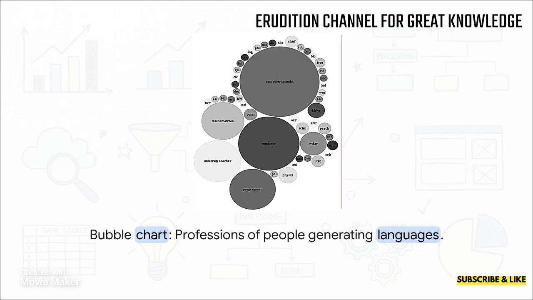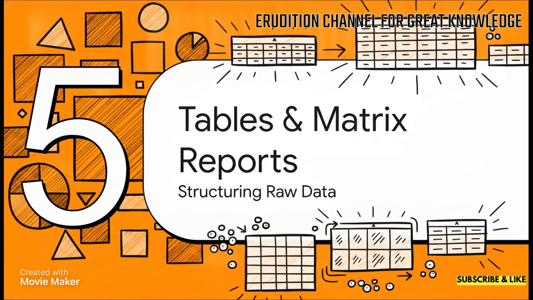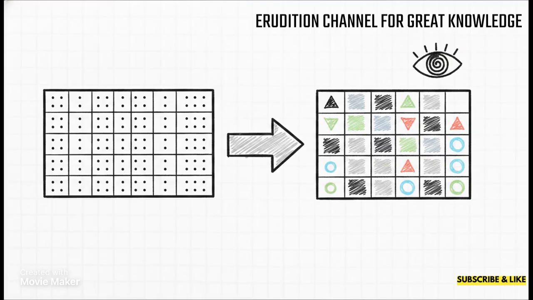It's a really powerful way to make complex data pop. Section 5, Tables and Matrix Reports, Structuring the Raw Data. Now, I know what you're thinking. Tables and crosstabs involve a lot of reading. They might not seem as instantly visual as a chart, but they are absolutely essential for executing direct comparative analysis.